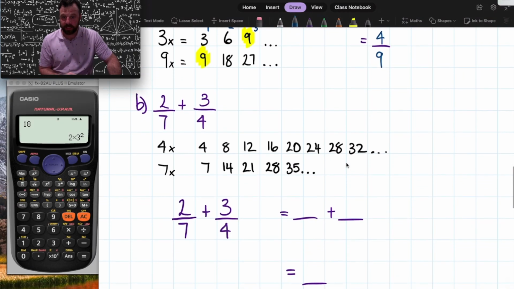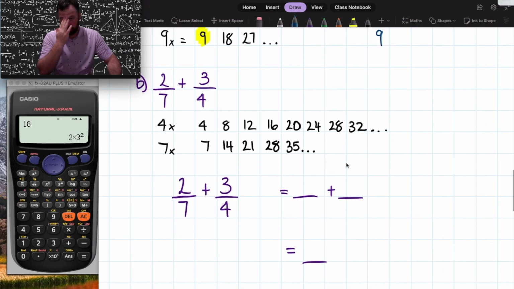Having a look at a second example that's very similar now, we've got 2 sevenths plus 3 quarters. And when we look at that number, I can't make 7 into 4 and I can't make 4 into 7. So I go through their times tables again. 4, 8, 12, 16, and I carry on. 7 times tables: 7, 14, 21, 28, 35. And I look at 28. It's the first number that these guys share. So I need to make everything 28.